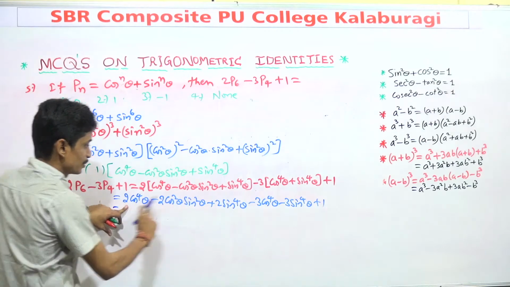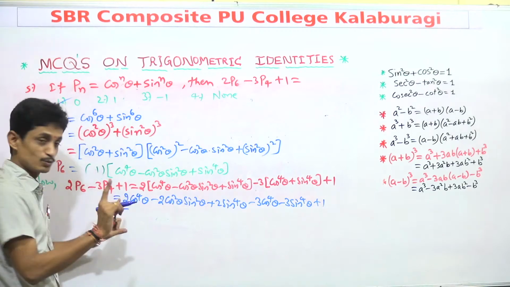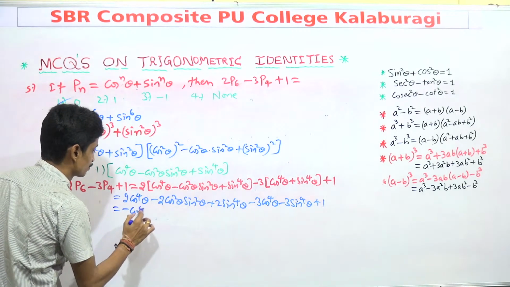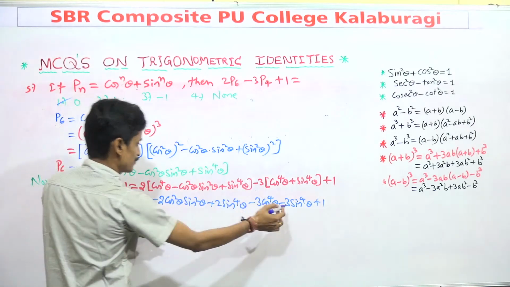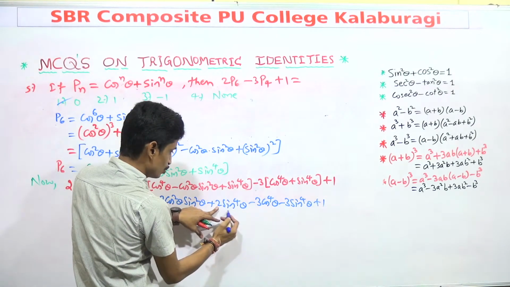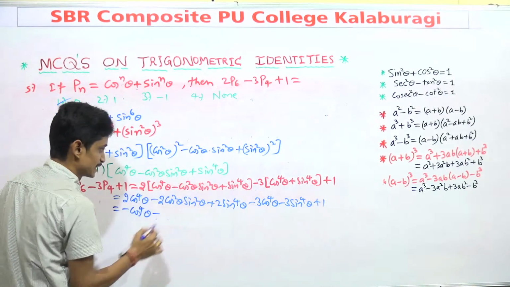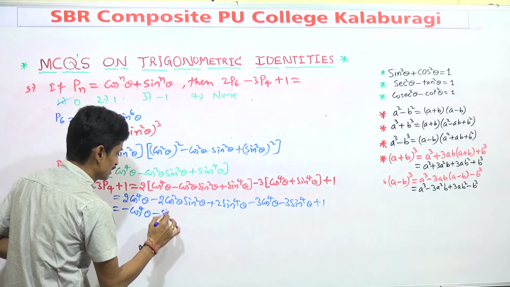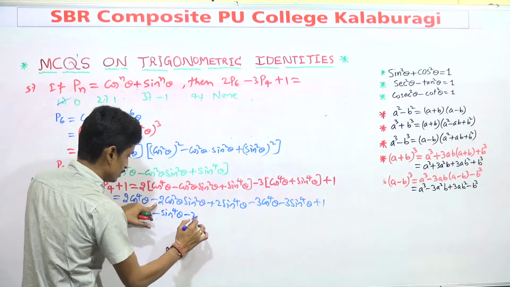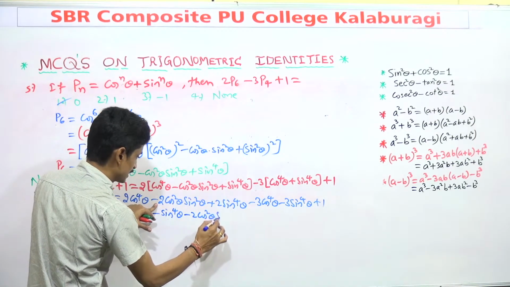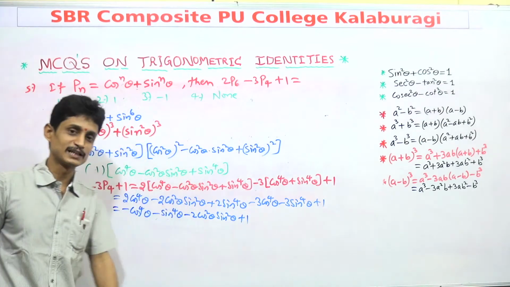Now continue this step. 2 cos power 4 theta minus 3 cos power 4 theta is nothing but 1 cos power 4 theta. And before that, we take 2 sin power 4 theta minus 3 sin power 4 theta, which is nothing but minus sin power 4 theta, and the remaining term, minus 2 cos square theta sin square theta, and the constant 1 we write.